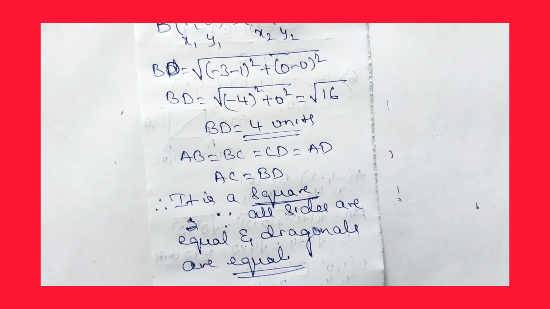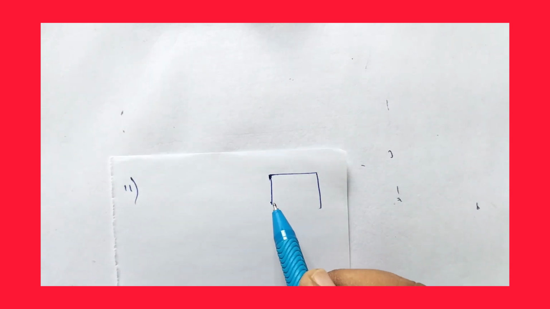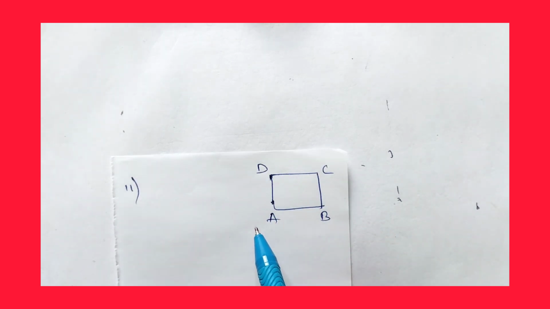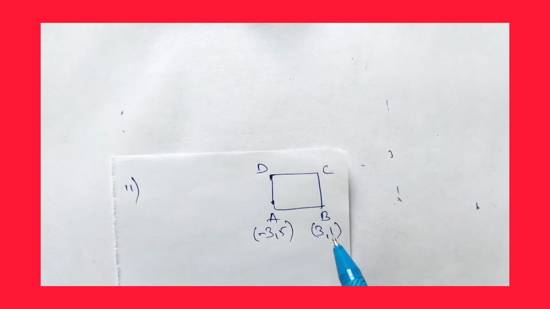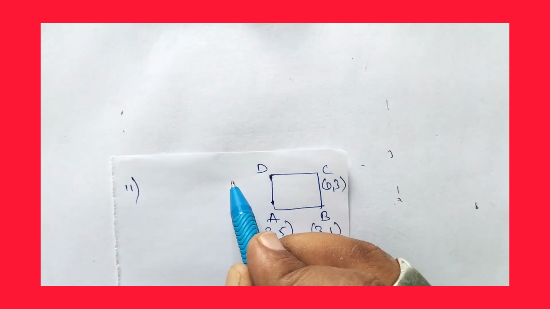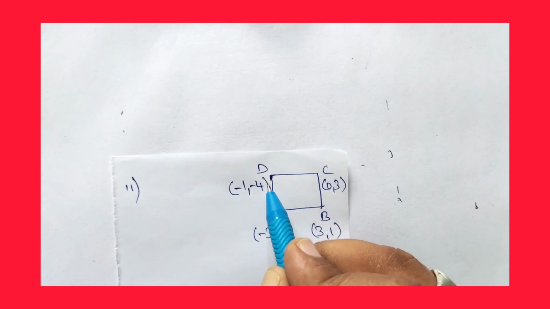So like this we have to solve question number 1. Now let us move to question number 2. Let us solve the second question. In question number 2, this is a quadrilateral A, B, C, D. The coordinates of A are minus 3 comma 5, B is 3 comma 1, C is 0 comma 3, and D is minus 1 comma minus 4.